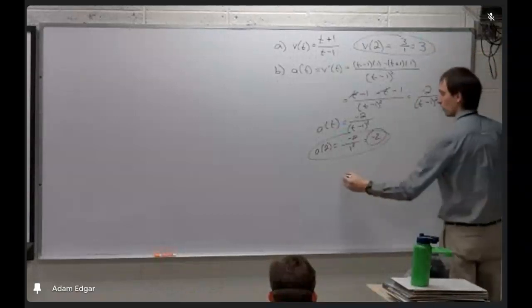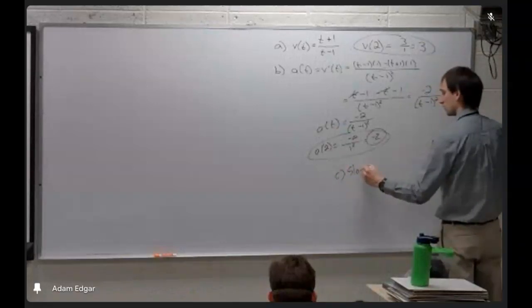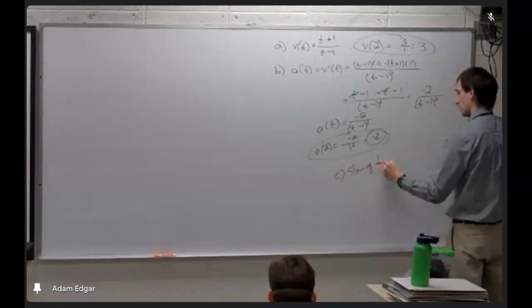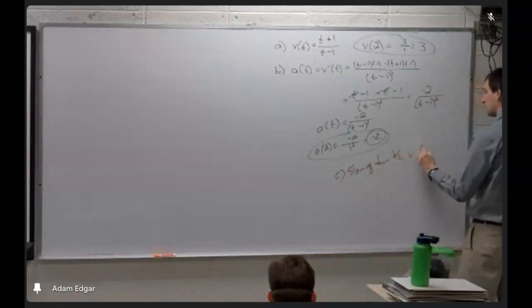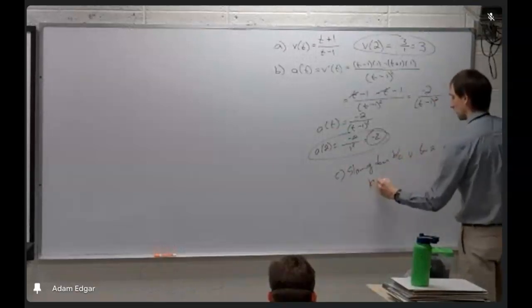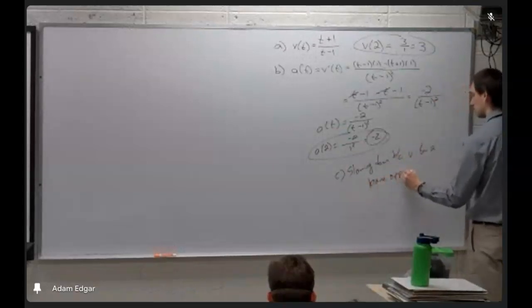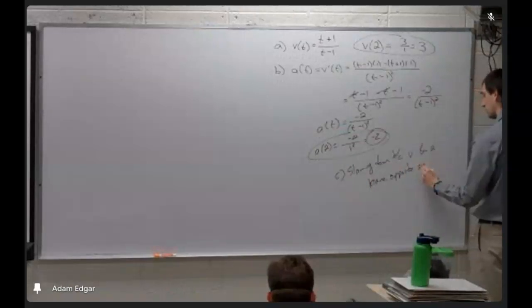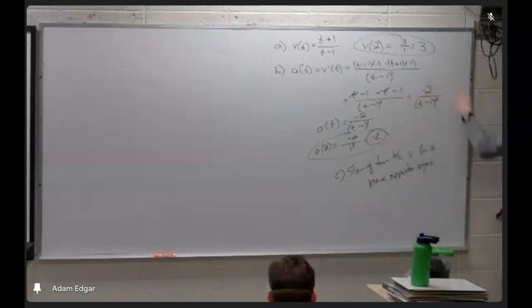So in part C, we're slowing down because velocity and acceleration have opposite signs. So they're working against each other. So if velocity and acceleration have the same sign, then you're speeding up. If they have opposite signs, they're working against each other and you're slowing down.